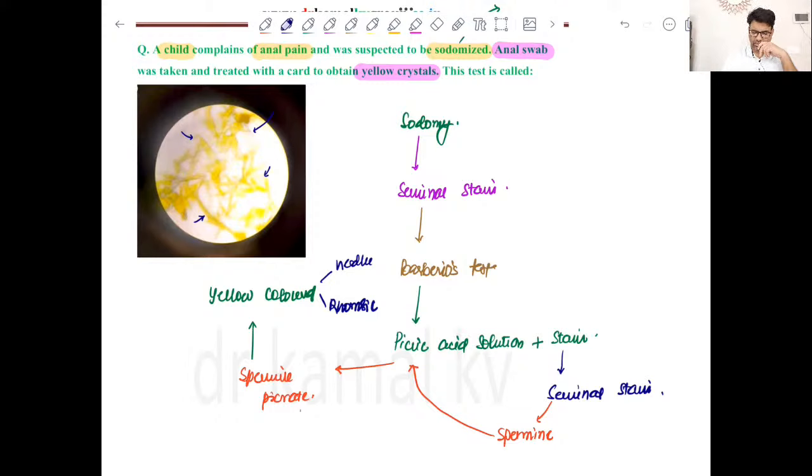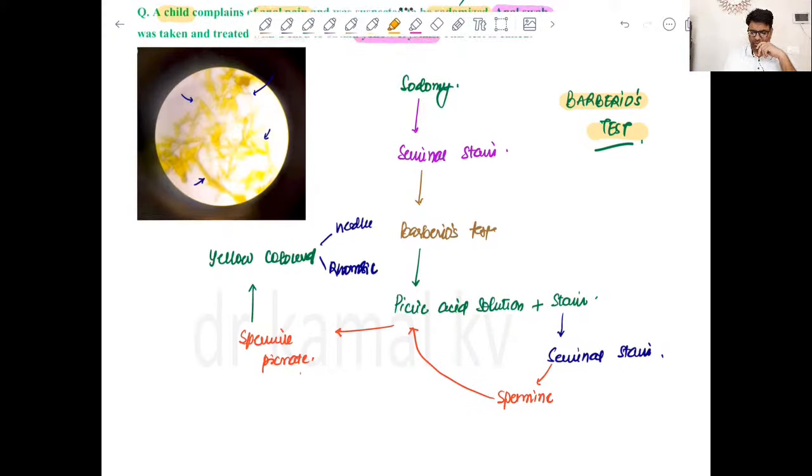So this is the total basic description of Barberio's test, and this is how we treat that stain, the seminal stain, possibly with the picric acid solution, and we will look for these yellow colored needle shaped or rhombic shaped crystals.